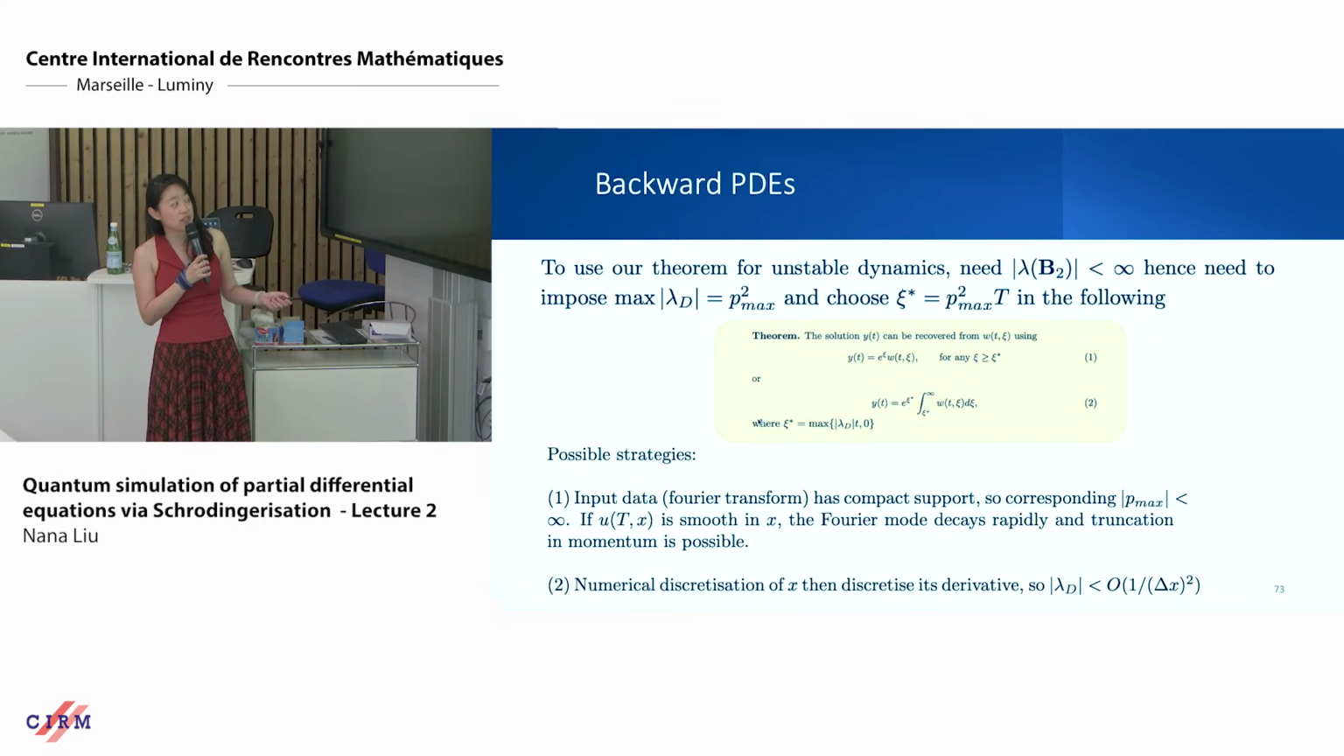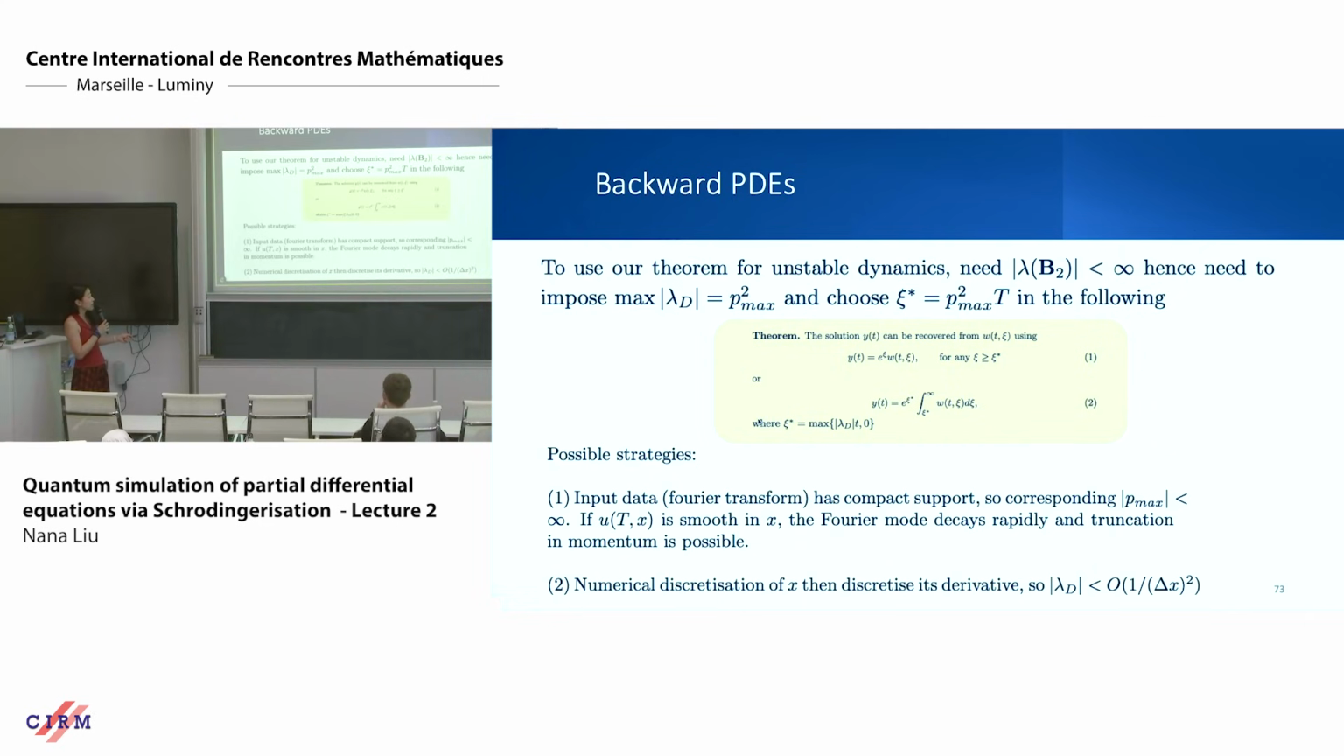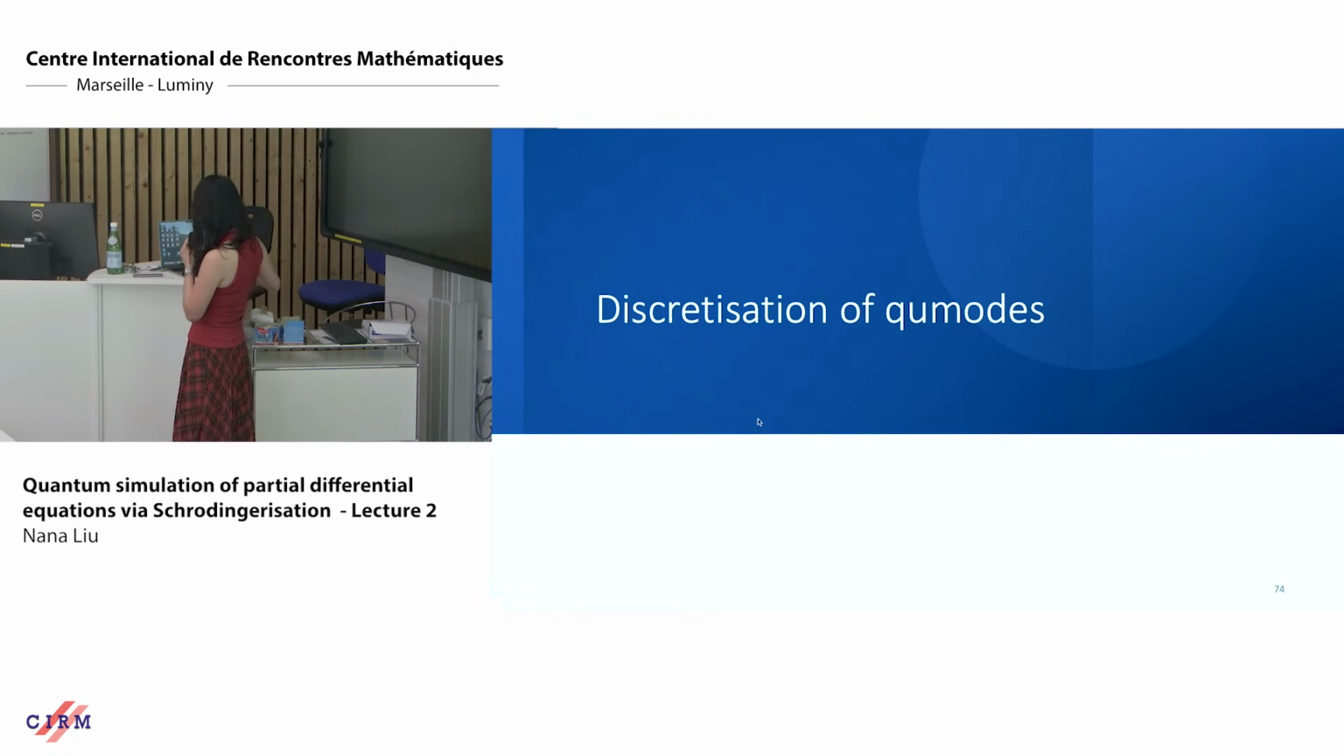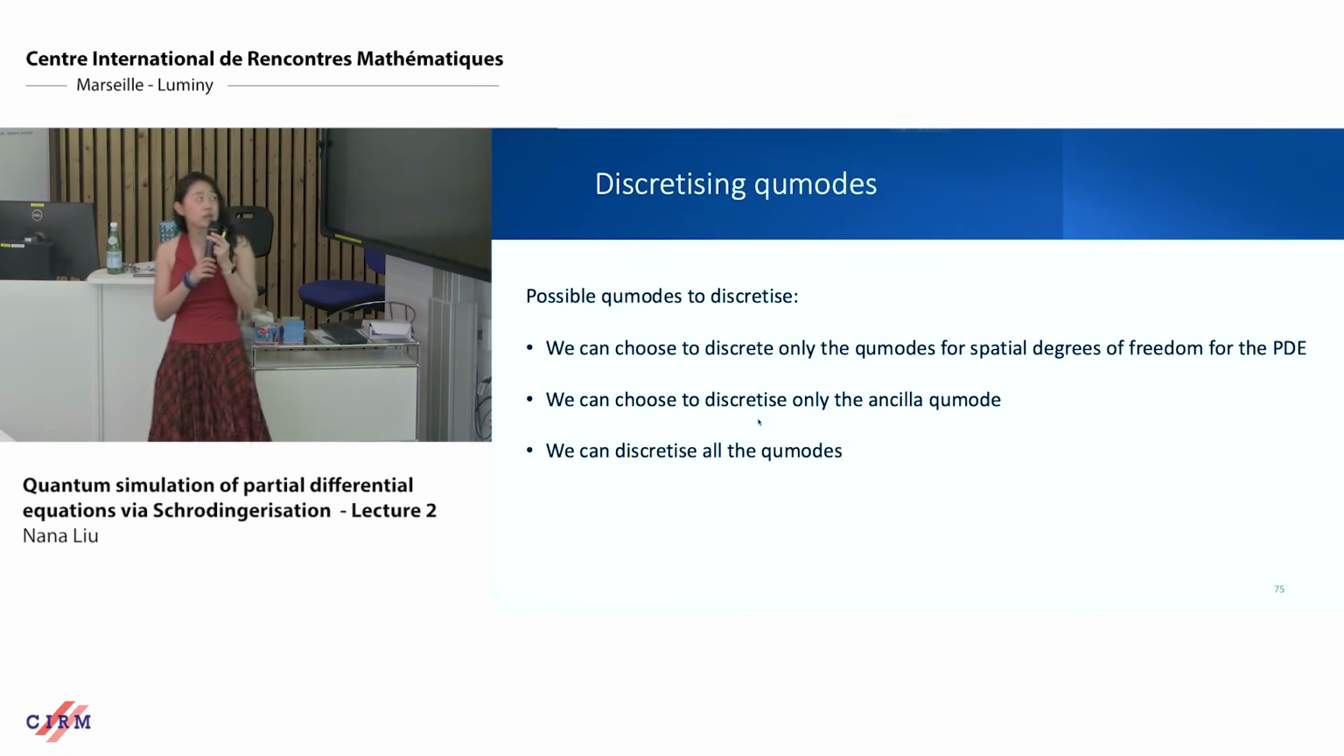So if it's bounded, then you just use the bounded maximum and choose p squared max t to be your psi star. And if your terminal condition is actually smooth in X, then the Fourier mode decays quite rapidly, and you can also truncate your system that way. Or you can numerically discretize X, and also discretize its derivative, and then you also have a bounded maximum eigenvalue. Okay, so now I'll talk about the discretization of the modes.